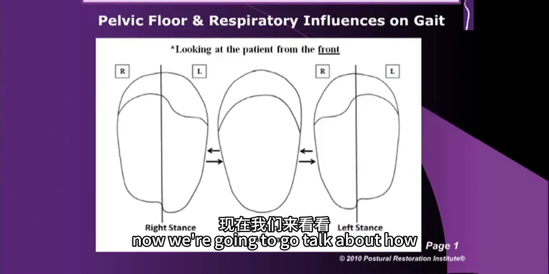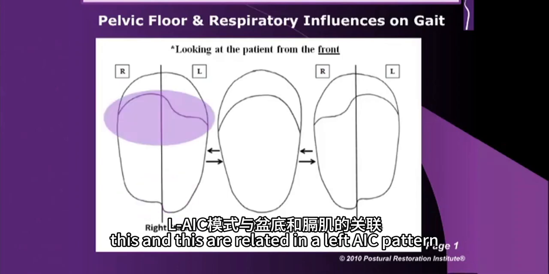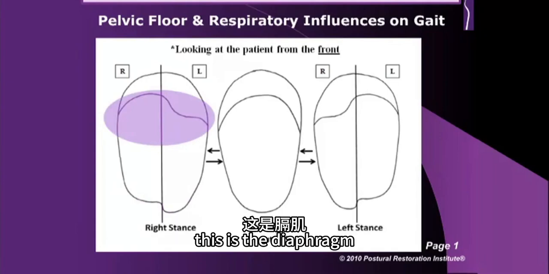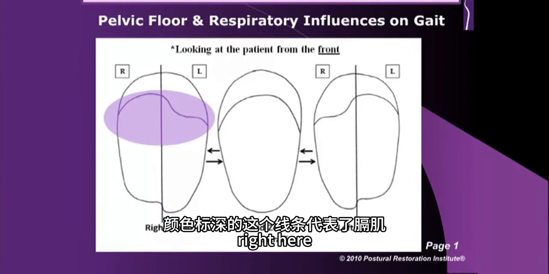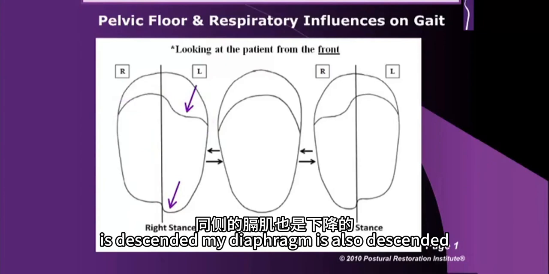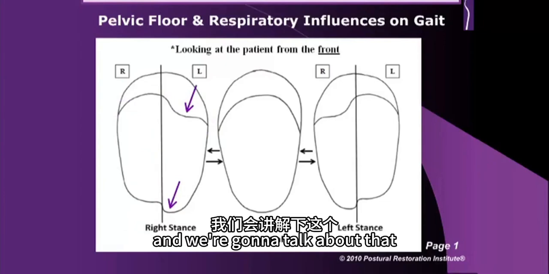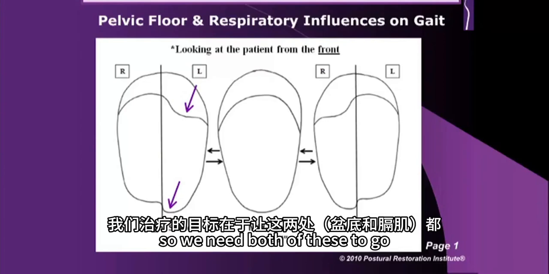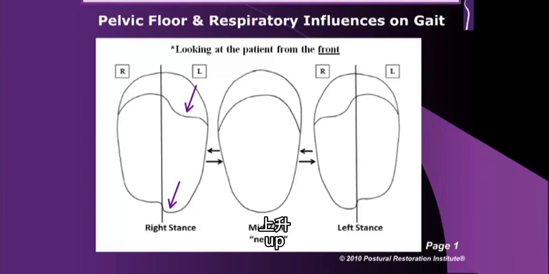Now we're going to talk about how this and this are related in a left AIC pattern. This is the diaphragm right here. You're going to see that when my pelvic floor is descended, my diaphragm is also descended. And we're going to talk about that. So we need both of these to go up.